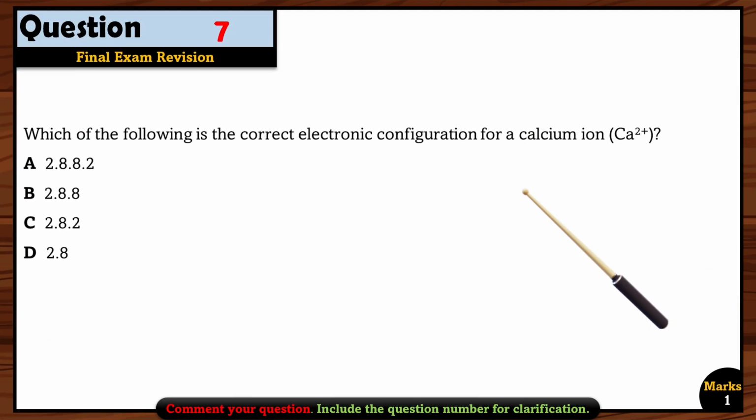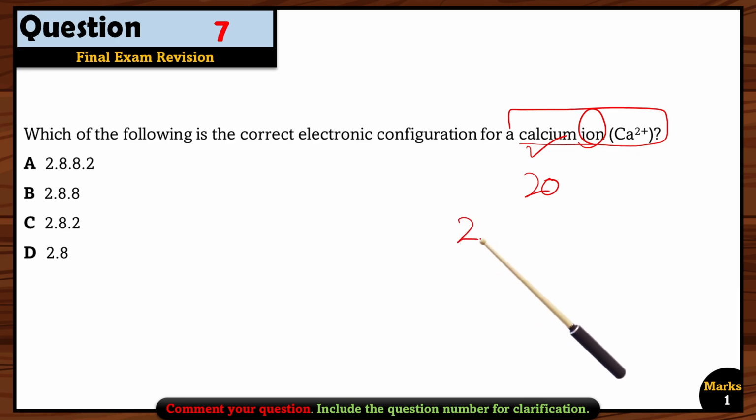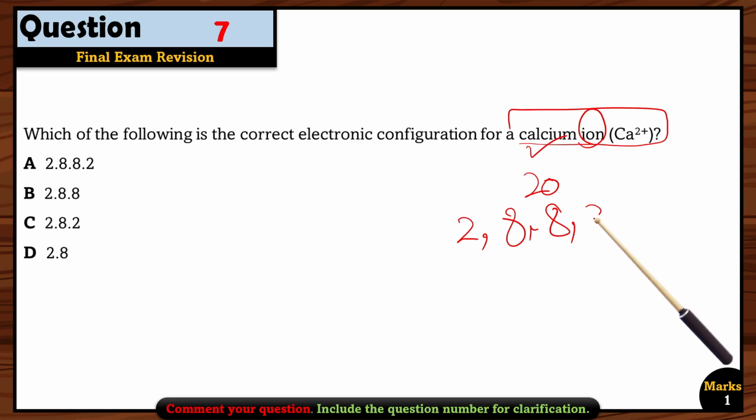Let's see another question. Which of the following is the correct electronic configuration for the calcium ion? Mostly students make a mistake in this type of question. They forget or misinterpret the word ion, or sometimes they ignore this word. They just think, okay, let's see the atomic number of calcium, which is 20. So the first shell has 2 electrons, the second has 8, the third also has 8, and then the fourth has 2. They usually choose this option in the exam, that is A, which is wrong.